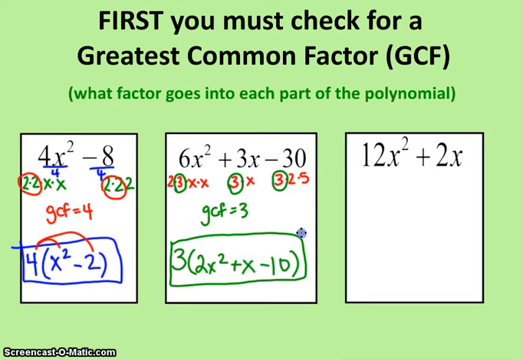You will always check GCF first to see if you can pull out a factor before we go into the really big factorings. Alright, do the prime factorization for these two numbers, 12x squared and 2x, and then I want you to go ahead and complete the entire problem.